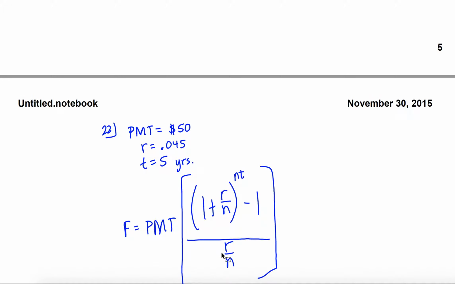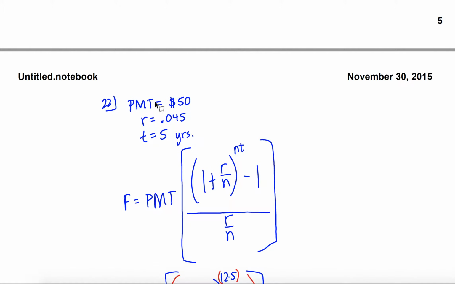So, let's say we get an example. Let's say you're going to make a $50 payment. You're going to get 4.5% interest per year. So that's 0.045 is your R. And you're going to do this for 5 years. And you're thinking, well, $50 isn't very much, but let's see what this grows to. So we're going to take this formula, since we're talking about making payments. We're going to use the savings plan formula.